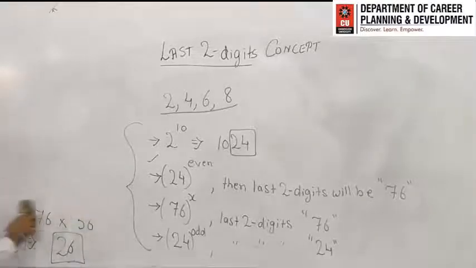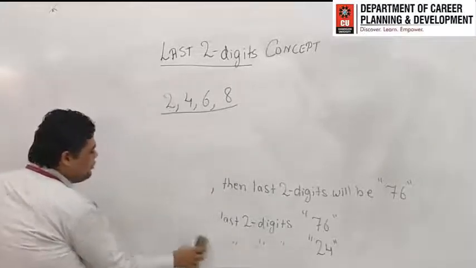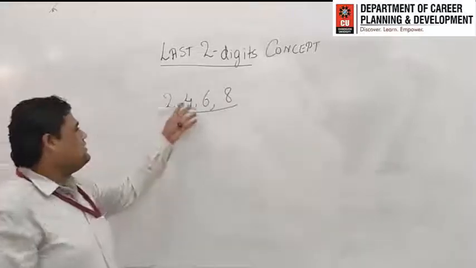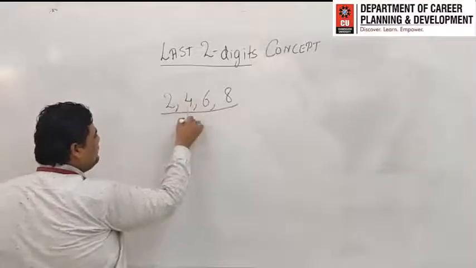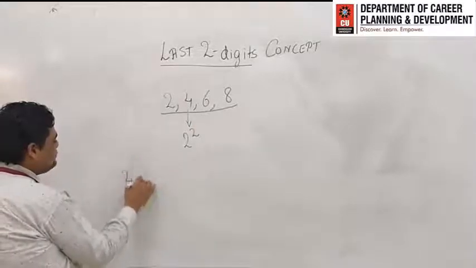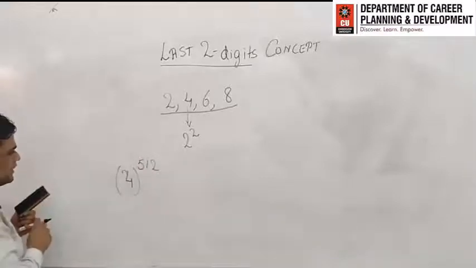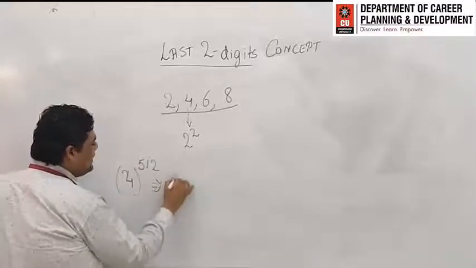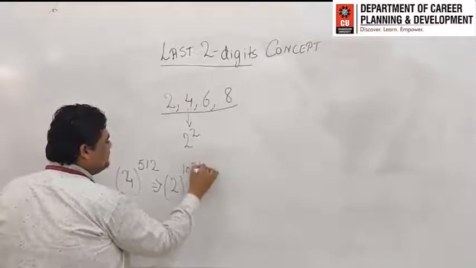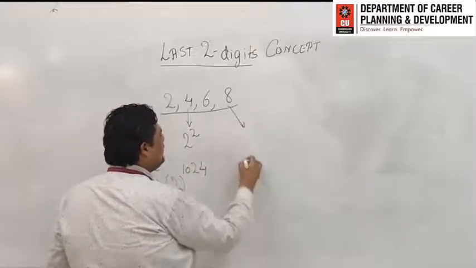Now let's see if we use the same concept for the other even numbers, that is 4, 6 and 8. How will we solve? We will similarly convert these values to the value of 2. Here the 4 will be 2 to the power 2. So if we are given 4 raised to the power 512, we will convert it as 2 raised to the power 1024, and we will use our similar concept as before for the 2.